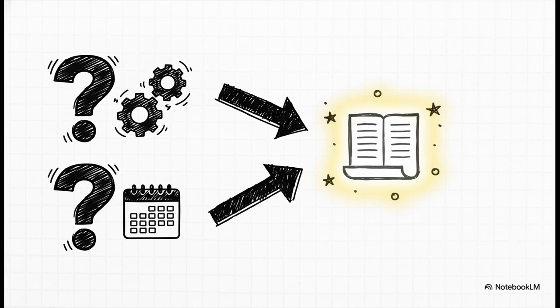So here's your mental model, your rule of thumb for writing a great description. It has to answer two simple questions. What does this skill do, and when should you use it? If you can nail the answer to both of those, your skill is going to trigger reliably.